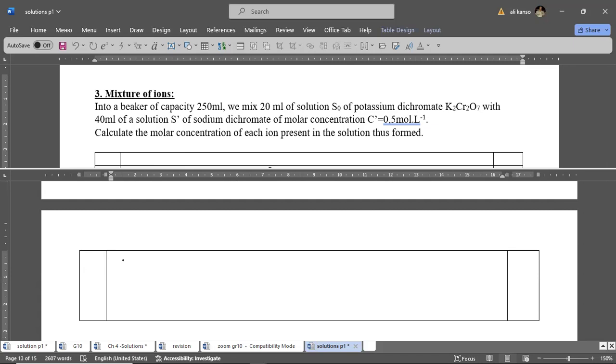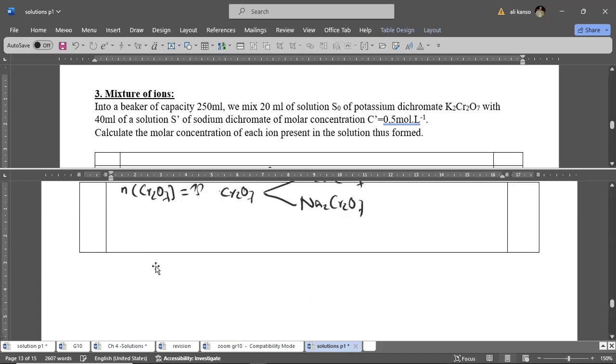Finally, let us treat the number of mole of Cr2O7 2 minus. It comes from two sources. The Cr2O7 is coming from K2Cr2O7 and it is also coming from Na2Cr2O7. You have to find each and then add. First one.